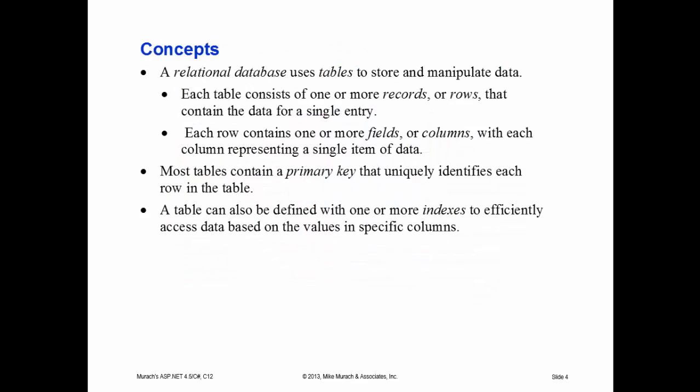So a relational database uses tables. That's the whole idea, that these tables are related to each other to store the data. Each table has one or more rows or records, each for a single entry. More about that later, but when they say entry, they mean an entry into that table. A complete record about somebody may involve more than one entry, or more than one table, I should say.